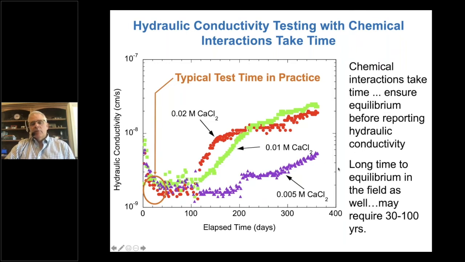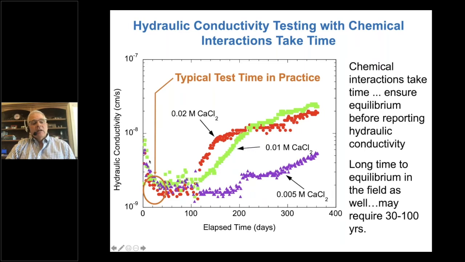So difficulty with going to graduate school in my group, your research can take a very long time to come to equilibrium. But we think in practice, if we ran a regular hydraulic conductivity test and it took more than 15 days, that would be unusual.